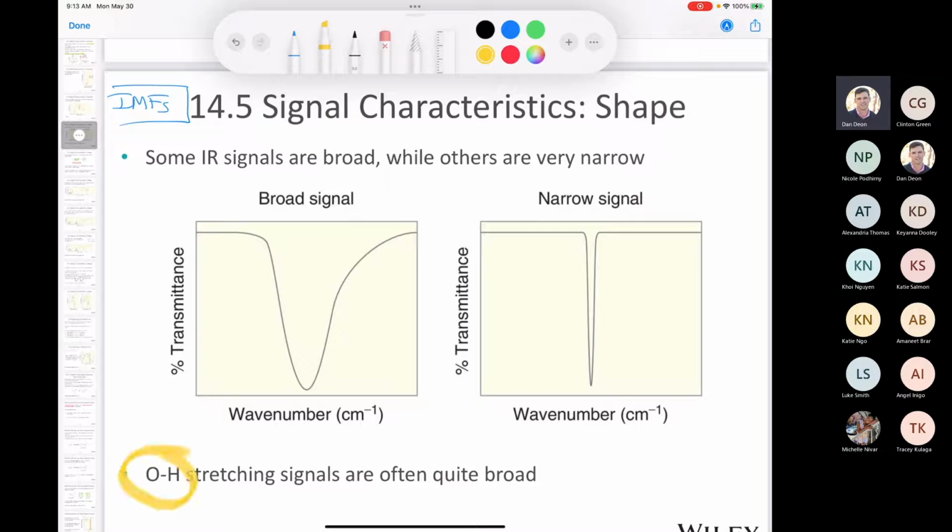Well, what makes oxygen-hydrogen bonds so unique? I can tell you what makes them unique. They can participate in what? Hydrogen bonding. You remember that wave number was directly proportional to bond strength?